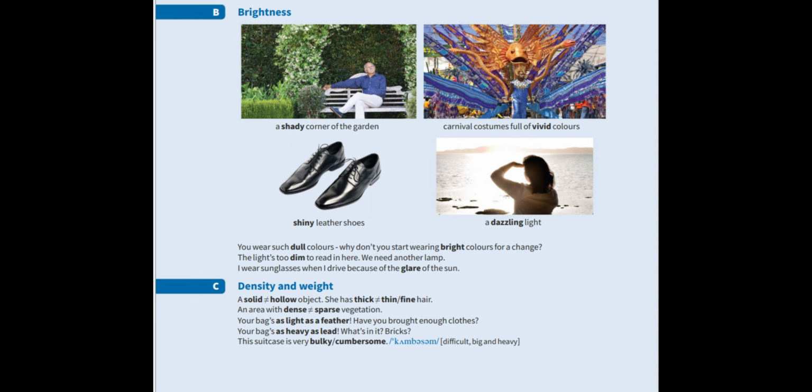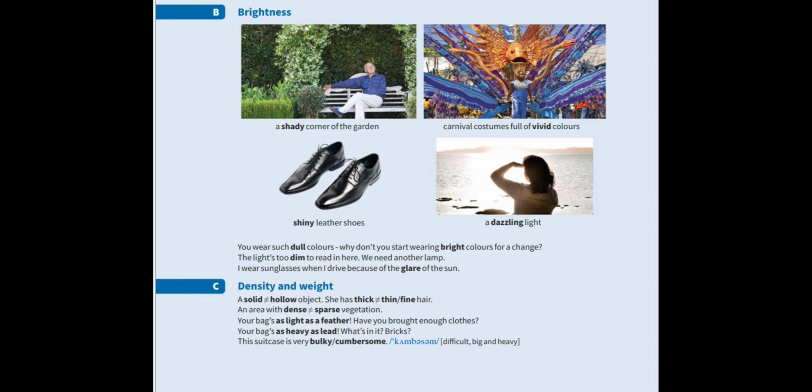A dim light is weak and not bright enough. For example, the light is too dim to read in here. We need another lamp. The glare of the sun is an unpleasantly strong and bright light. For example, I wear sunglasses when I drive because of the glare of the sun.